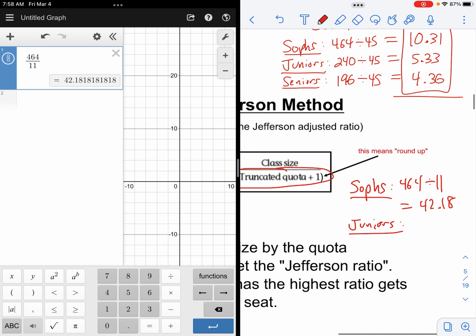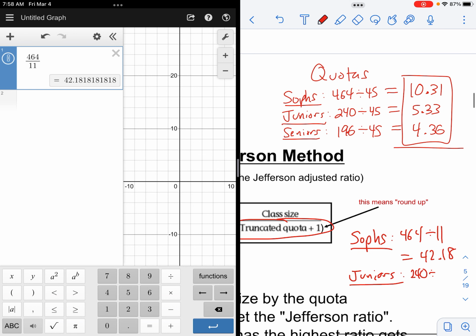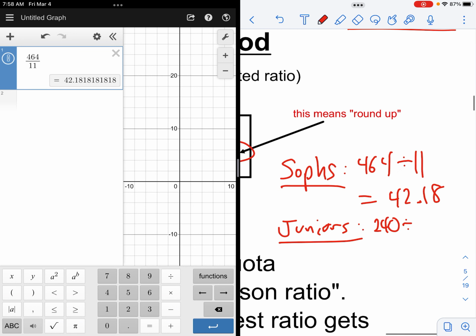Juniors have 240. Suppose you gave them 5.33. Suppose you gave them the extra seat. Suppose you gave them the 6th seat. Well, 240 divided by 6 is just 40. So do you see how sophomores would do more benefit? They'd do a greater benefit with the extra seat because they would represent more students. They would represent 42 students, whereas the juniors with an extra seat would only represent 40. Okay, so that's the greater service.